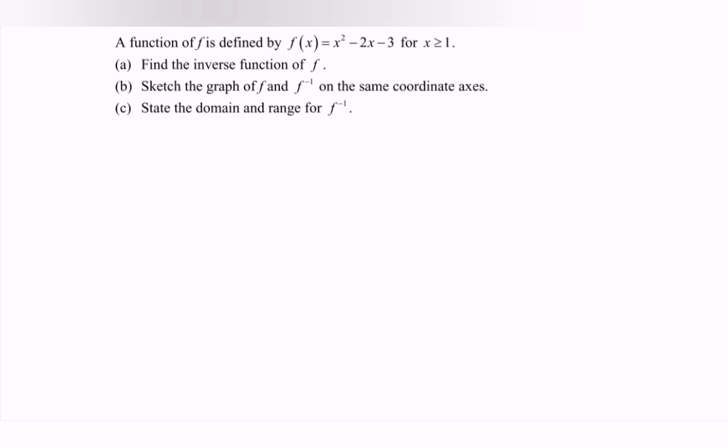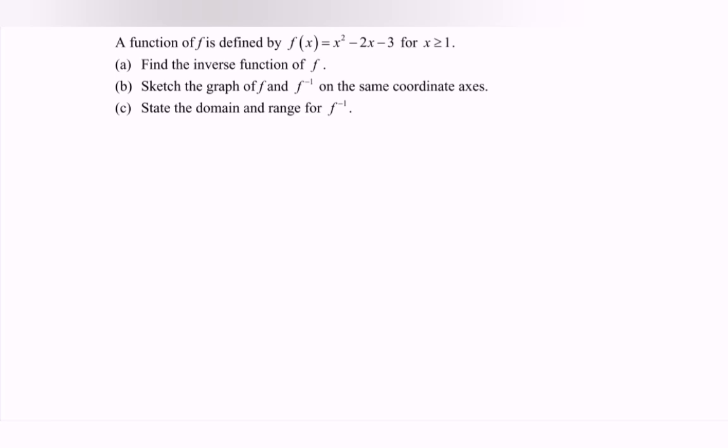Hello everyone, in this video I'm going to discuss the example for function and graph. A function f is defined by f(x) = x² - 2x - 3 for the domain x ≥ 1. Find the inverse function of f.